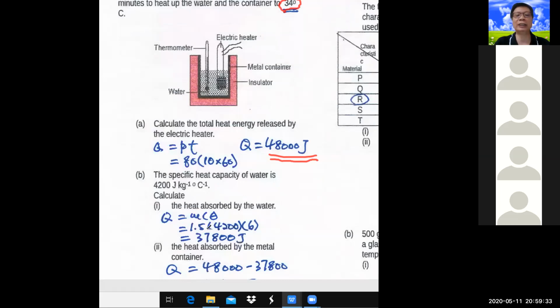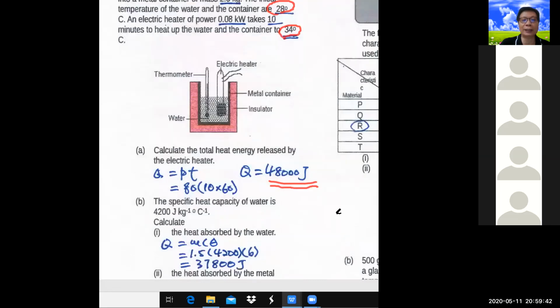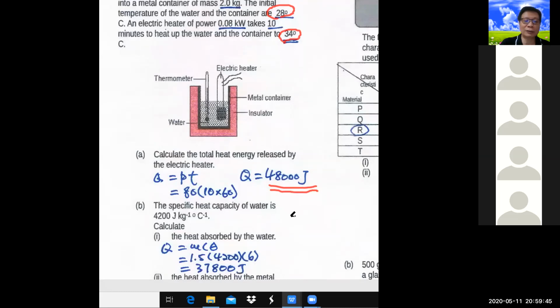Okay, so Q equals mc theta formula. Mass of water 1.5. c, specific heat capacity of water, 4,200. Theta 6. Just now I told you, right? 6 degrees, from 28 up to 34, so 6 degrees. So you get 37,800 joule. You see, it's different, you know. The heater produces 48,000 but the water only absorbs 37,800. This heater produces 48,000 joule of energy, but the water only absorbs 37,800 joule. Then the rest, the remaining heat, goes away.